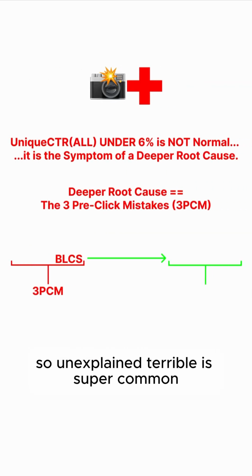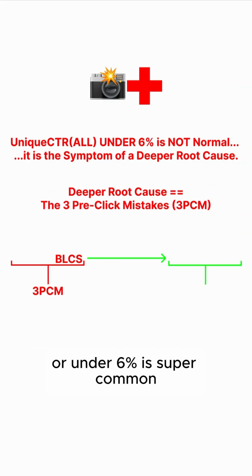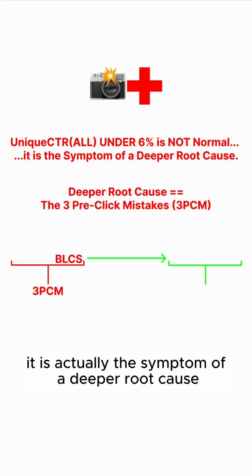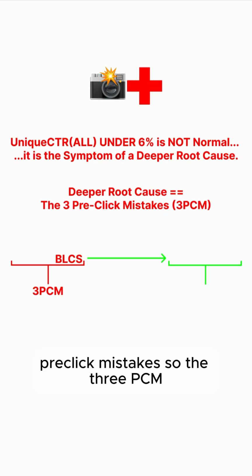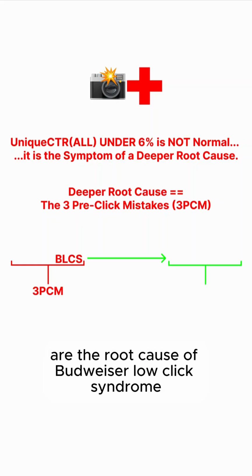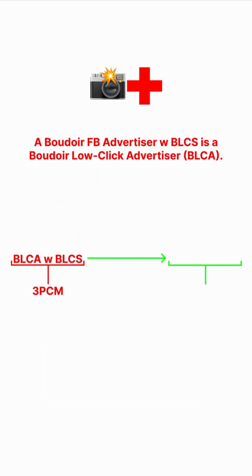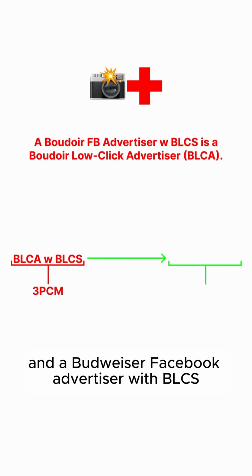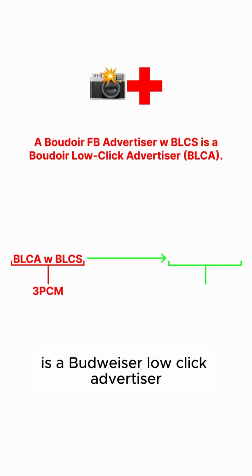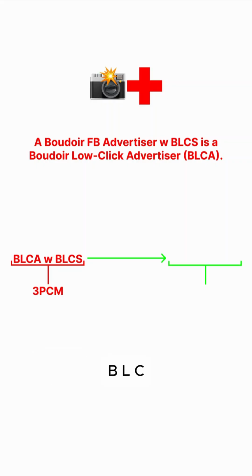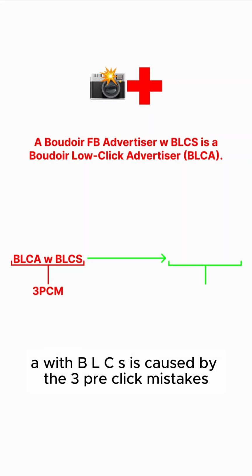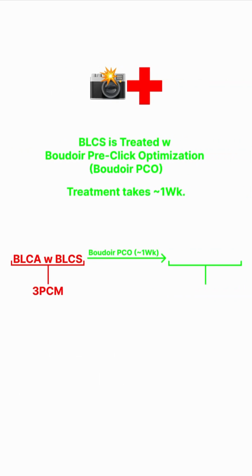So unique CTR all under 6% is super common, but it is not normal. It is actually the symptom of a deeper root cause. And that deeper root cause are the 3 pre-click mistakes. So the 3 PCM, 3 pre-click mistakes are the root cause of Boudoir low click syndrome. And a Boudoir Facebook advertiser with BLCS is a Boudoir low click advertiser, a BLCA. So we got our universe building up here. BLCA with BLCS is caused by the 3 pre-click mistakes.